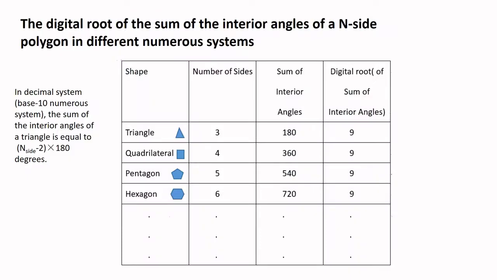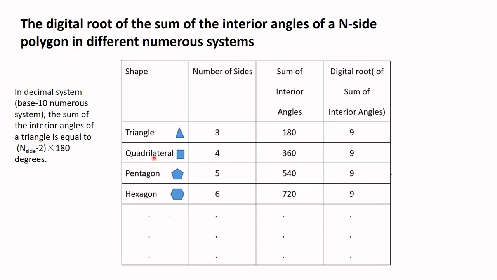This slide talks about the digital root of the sum of the interior angles of an n-sided polygon in different numeral systems. For a triangle, the number of sides is 3, and the sum of the interior angles is 180, and the digital root is 9, because 1 plus 8 plus 0 equals 9.